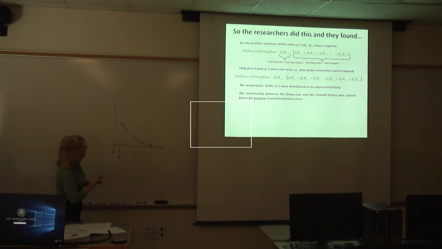The relationship between firing rate and the reward history is indeed linear for positive reward prediction errors. And what we found out from this is that it's positive prediction errors that have the most impact. It's positive things that most affect your brain.